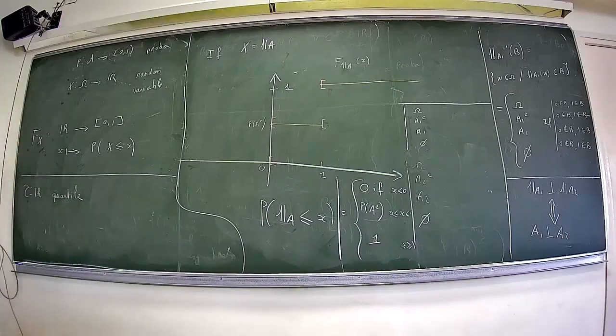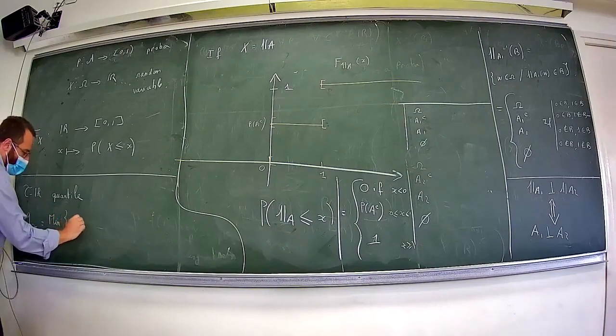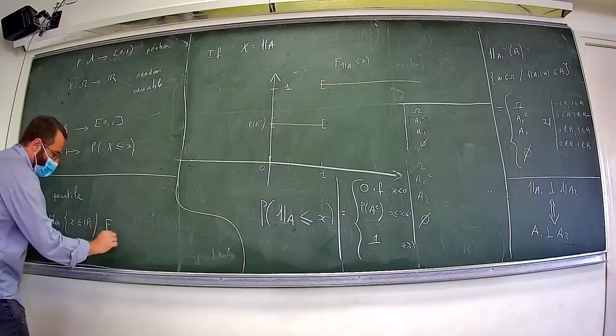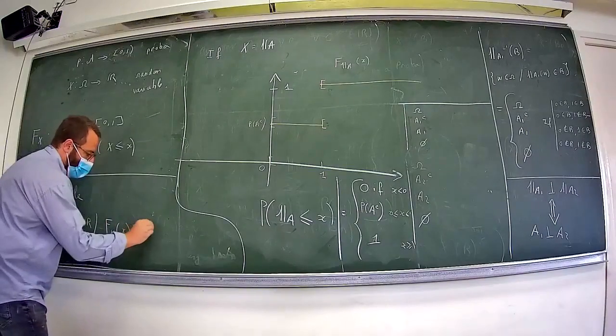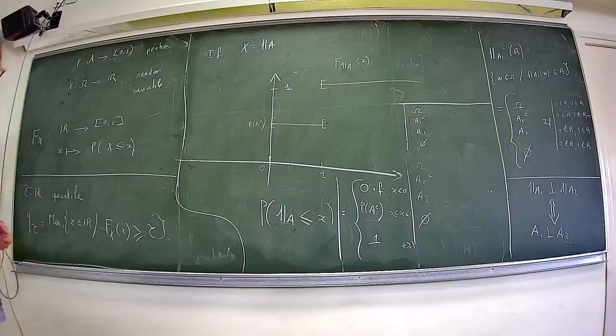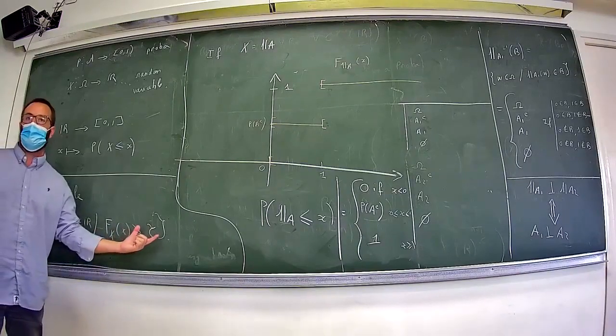The tau quantile. What is this? I define it this way: Q of tau is the minimum of the x belonging to R such that the distribution function of capital X at the point x is greater than tau. So the tau quantile here is the minimum of the x such that the distribution function is greater than tau. Why not?